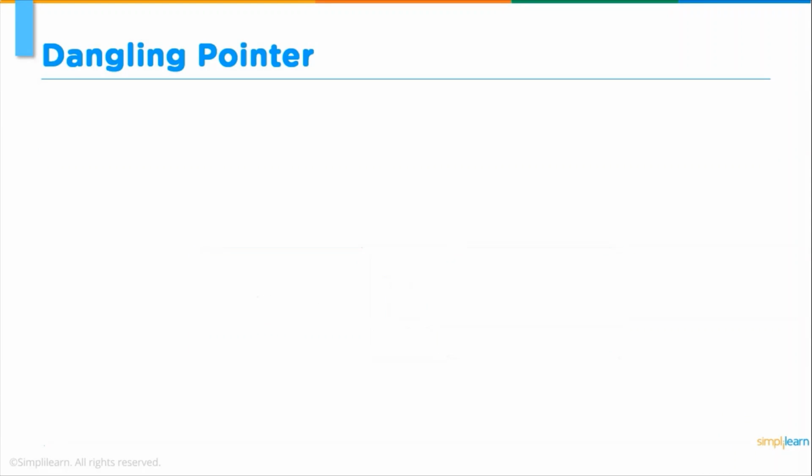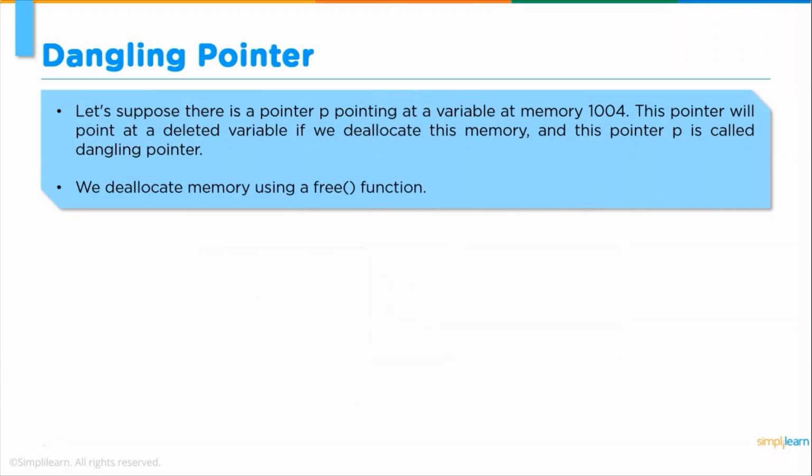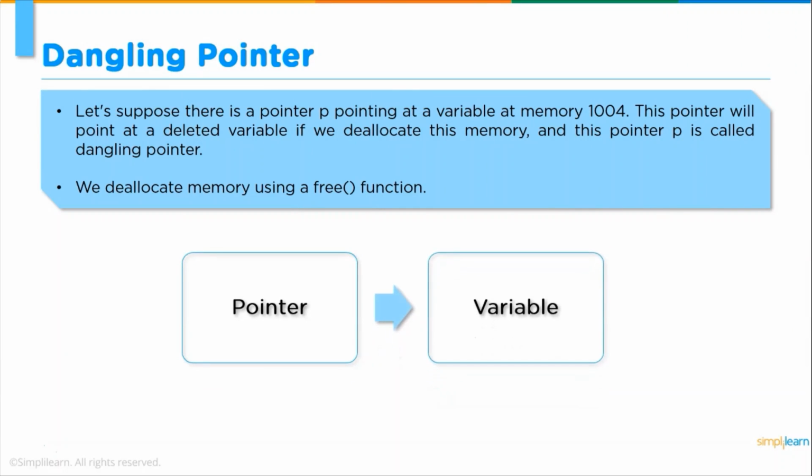Next, dangling pointer. Let's suppose there is a pointer p which is pointing at a variable. Now, if we deallocate this memory using a free function, then this pointer will point at a free space or a non-existing memory. Then this pointer will become a dangling pointer. To get a better understanding of this pointer, let's try it with a simple code.